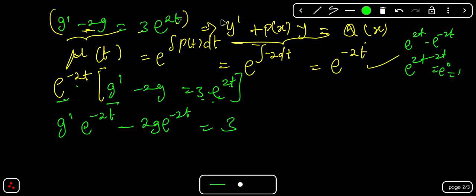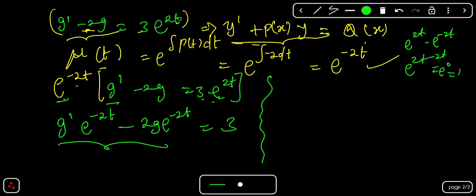Now, this is where the reward comes in. You have to be very careful. Okay, so I want to rewrite g prime e raised to the power of negative 2t minus 2g e raised to the power of negative 2t as a single function. Okay, so how are we going to do that?